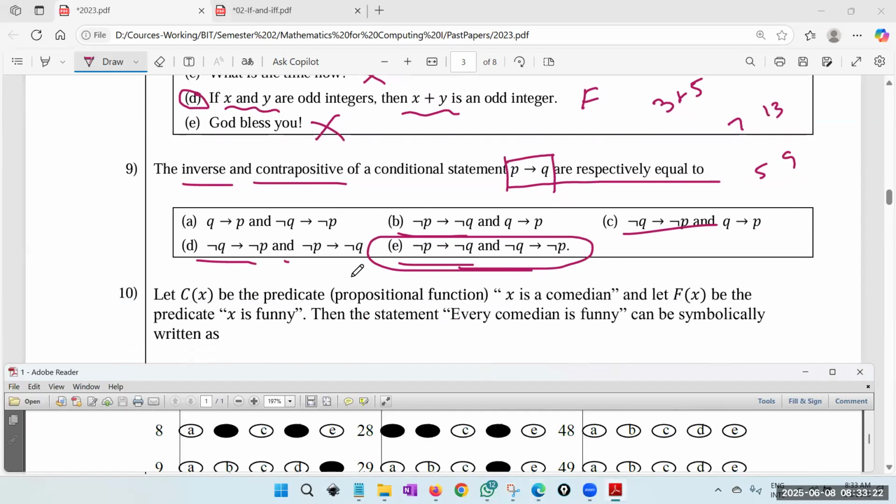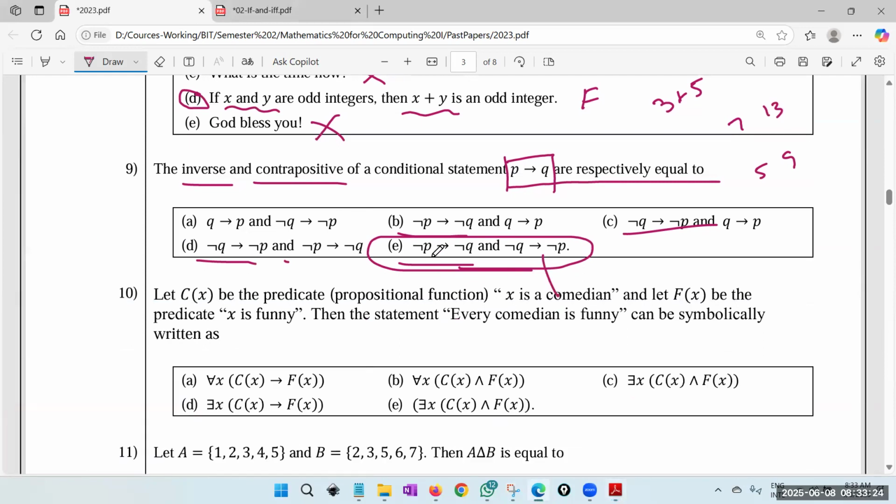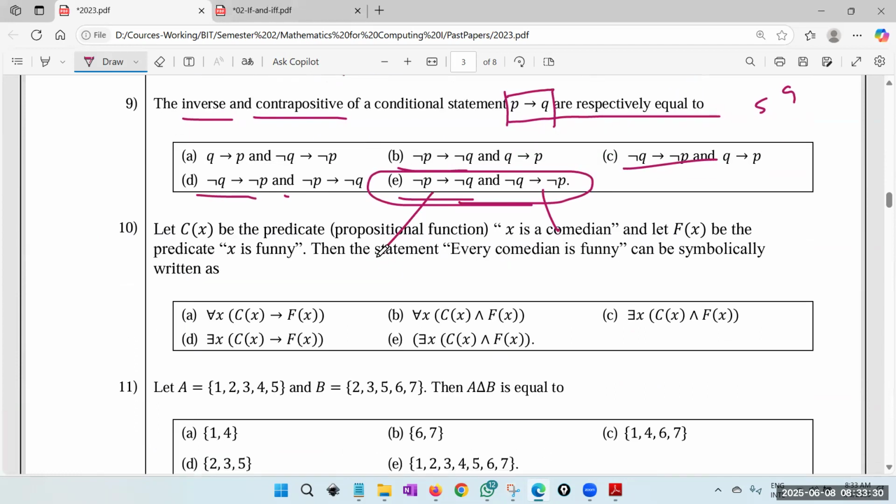Answer is C. So remember, this is correct, but this is not correct. There is a common misunderstanding of people when they are not very sure about logic.